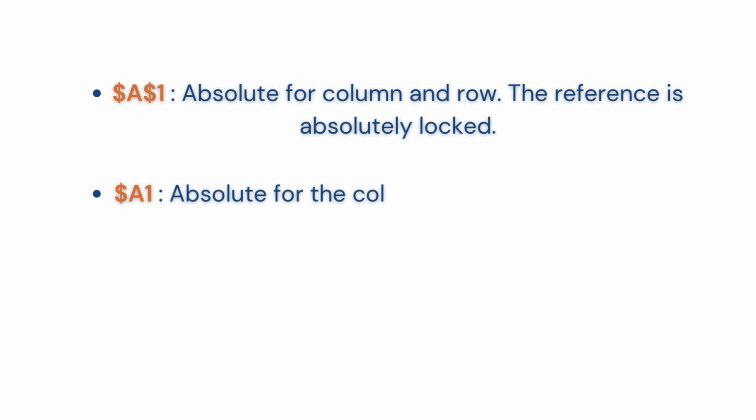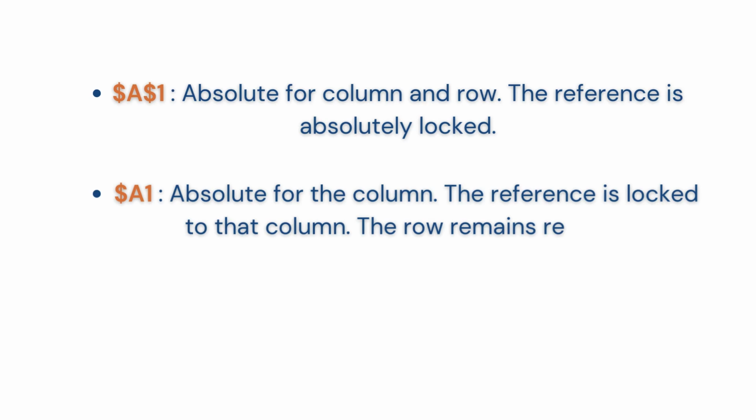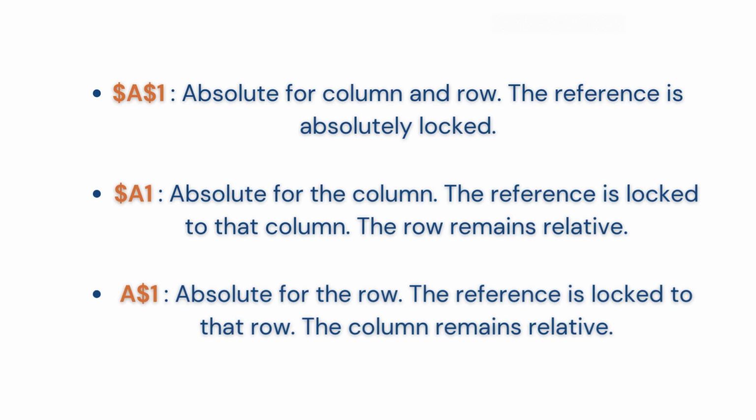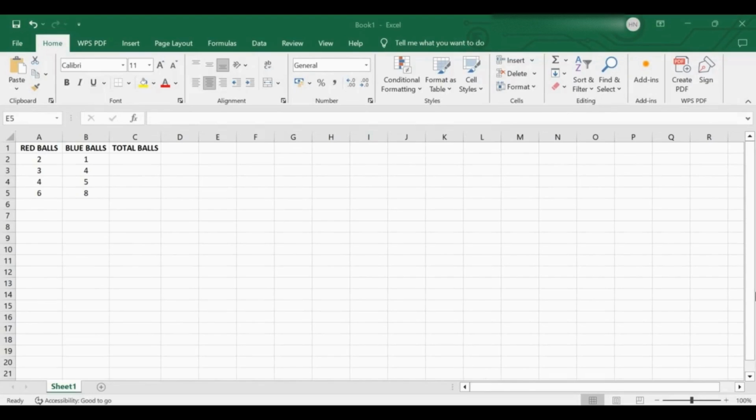Next for the column, the pattern is $A1. In this case the row remains relative. Lastly for the row, the pattern is A$1. Here the row is locked and the column remains relative.